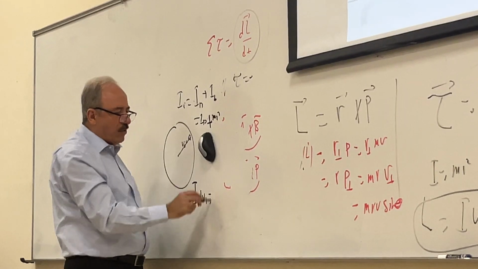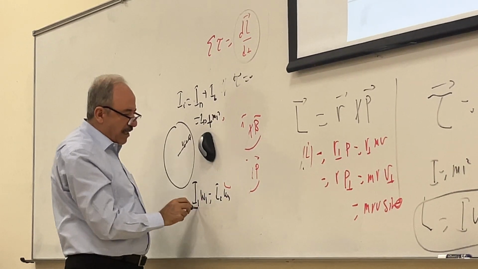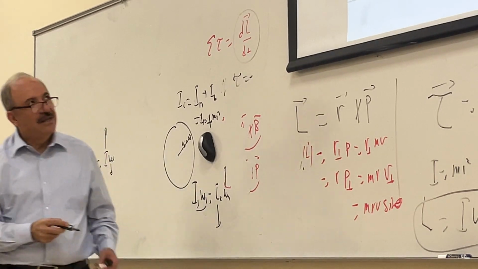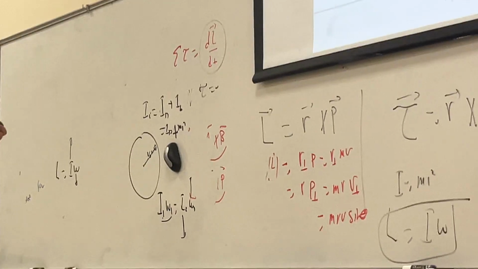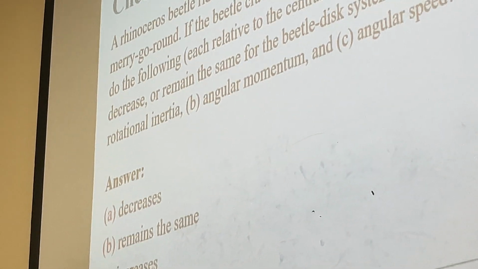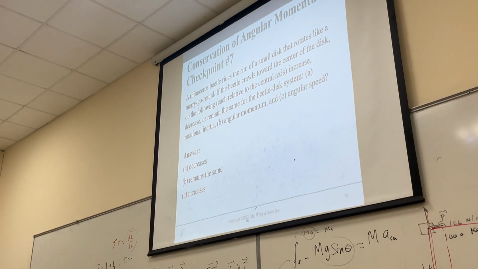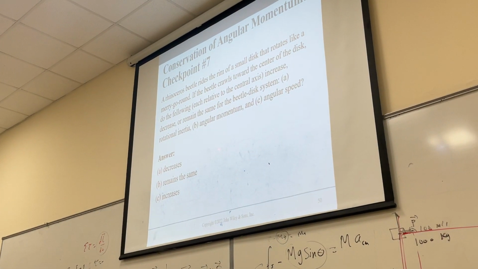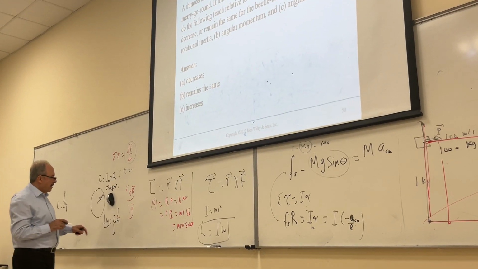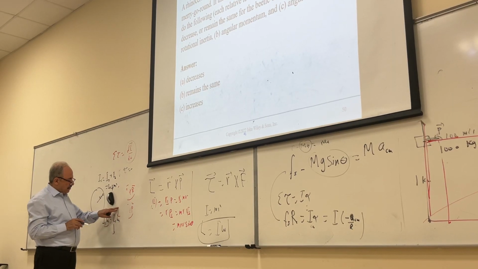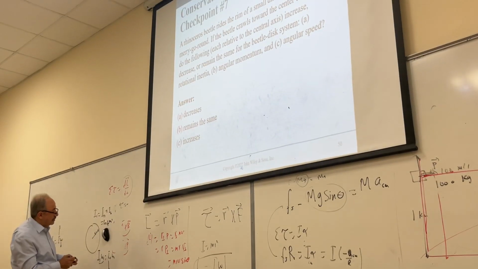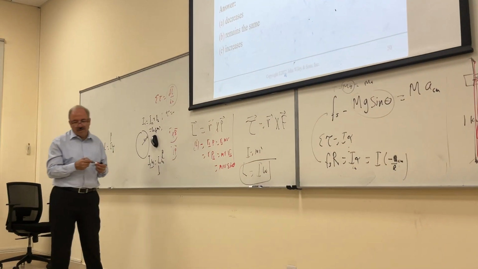I1 omega 1 equals I2 omega 2. If this is constant and this decreases, what happens to this one? So as the beetle moves closer, what happens? Moment of inertia will decrease. We said R becomes smaller, isn't it? Moment of inertia will decrease. Angular momentum will be the same, but the angular speed will increase, because the moment of inertia decreases.